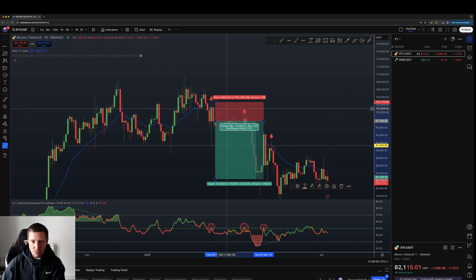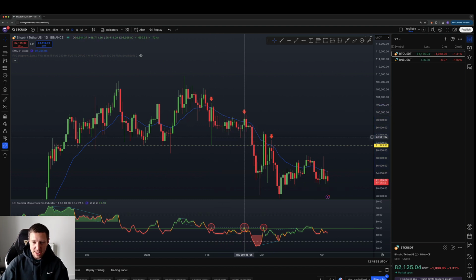Or if you'd have entered a separate trade here, again, RSI 50 rejection, so you're below the RSI 50 all this time. You come up, you retest the RSI 50 as resistance, it's rejected, you've got a bearish divergence, and you're retesting the EMA 21, which you reject.